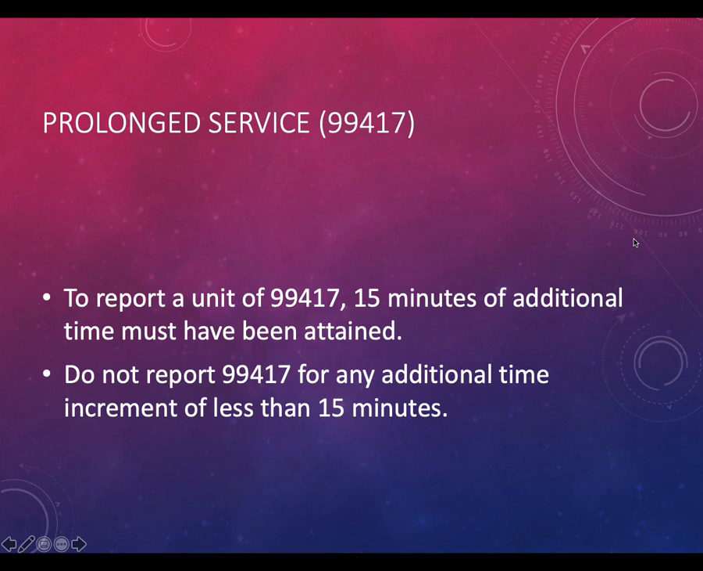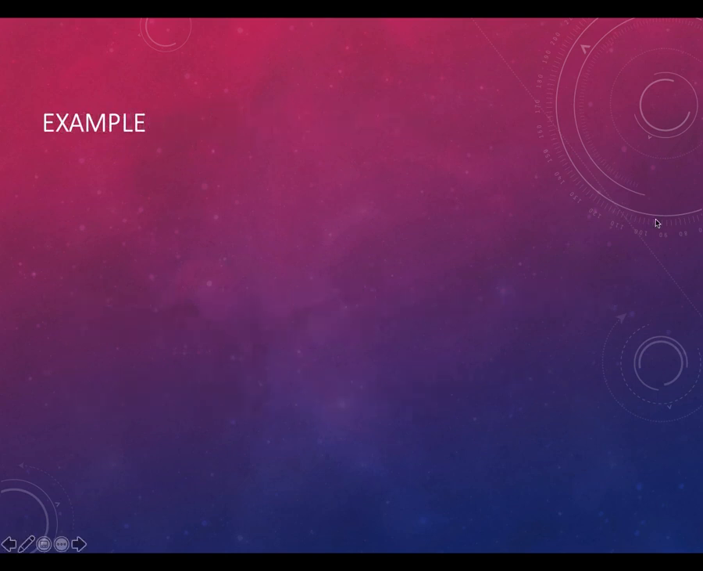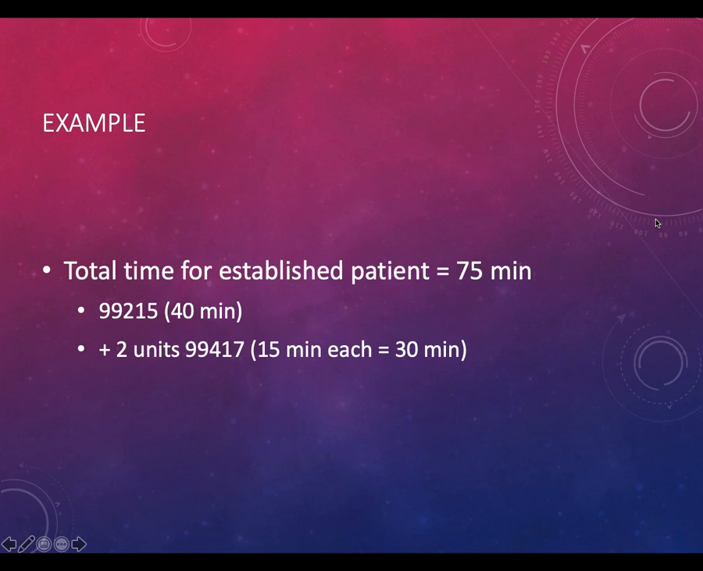Each unit of 99417 reports 15 minutes of additional time, but not any increments less than 15 minutes. 99417 may be used repeatedly, once for each increment of a full 15 minutes that exceeds the total time for 99205 or 99215. For example, when total time for an established patient is 75 minutes, 99215 is reported, accounts for 40 minutes, along with 2 units of 99417, accounts for another 30 minutes. The last 5 minutes is not reportable because it is less than 15 minutes.